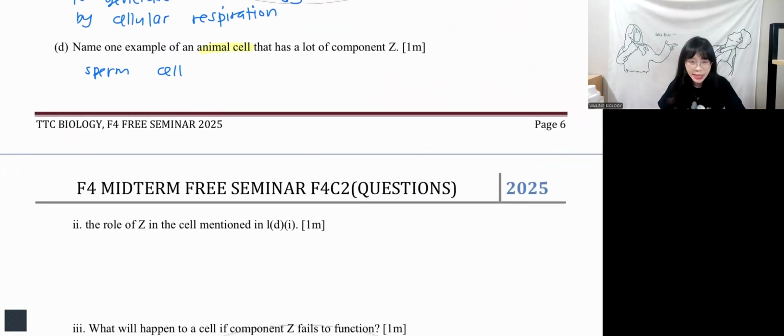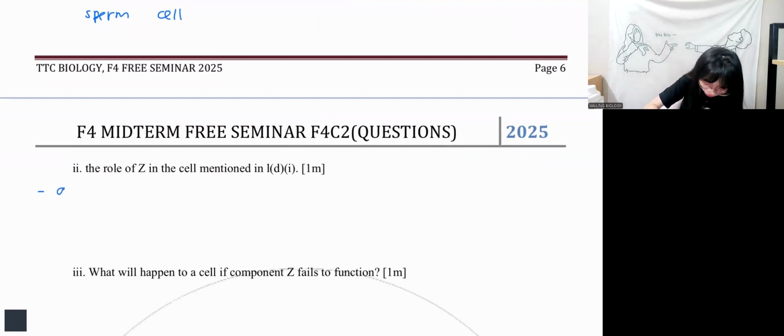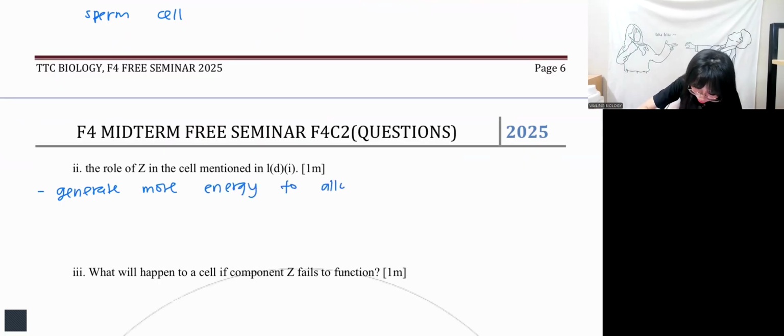Explain the role of Z in the cell mentioned in D1. What is the function of mitochondria in your sperm cell? They have to generate more energy so that the sperm cell can do what? Correct, can swim. Very good. Swim and penetrate ovum. Very good. Okay, so we're going to say generate more energy to allow sperm to swim and penetrate ovum.